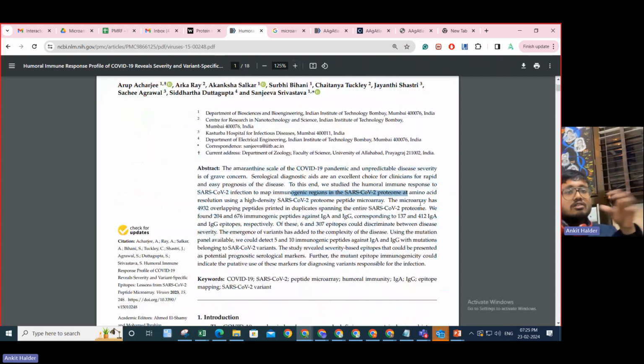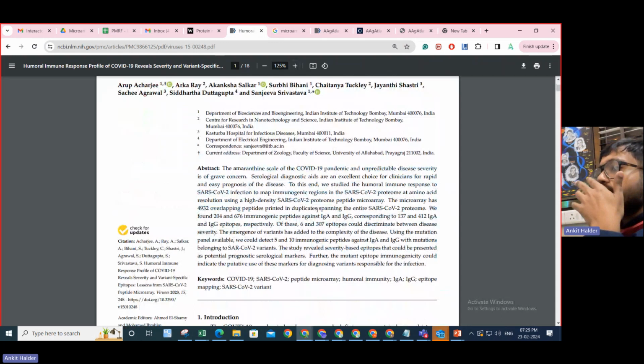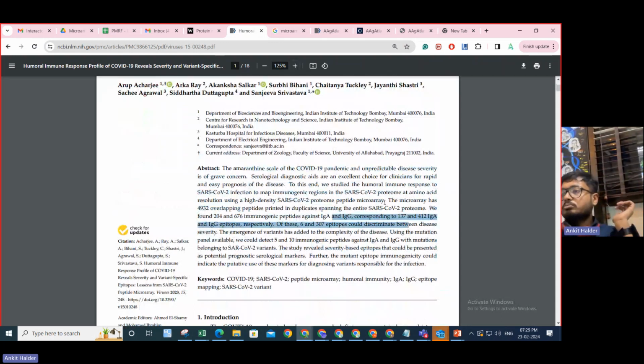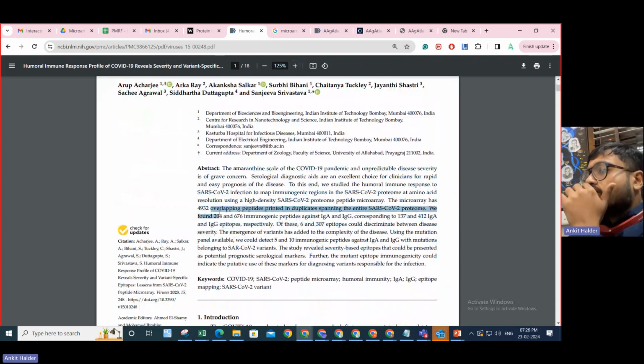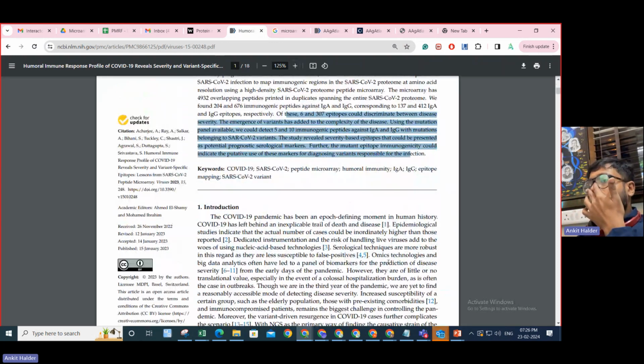So microarray technologies, high throughput technologies, are the platforms not only at the protein level, but at the peptide level, or the single amino acid resolution, and can provide very useful information, of which we are seeing one classical case study. The resolution using the microarray has 4932 overlapping peptides printed in duplicates covering the entire SARS-CoV-2 proteome, and they found different immunogenic peptides against IgA and IgG, where epitopes of these six would discriminate between disease severity. So how has that been done?